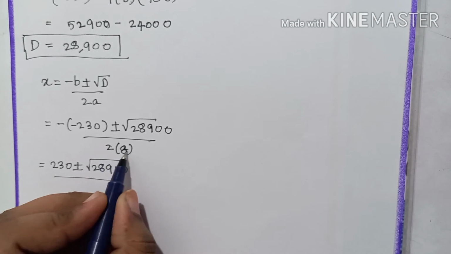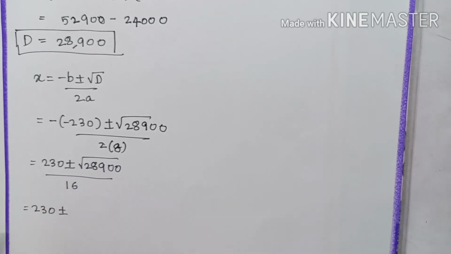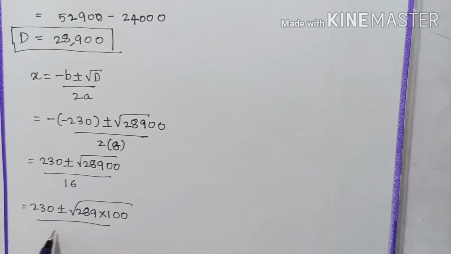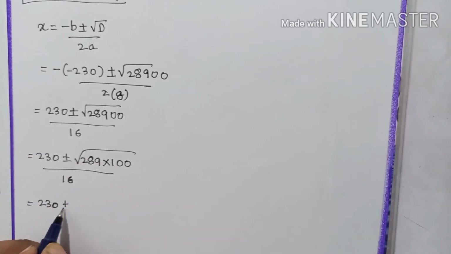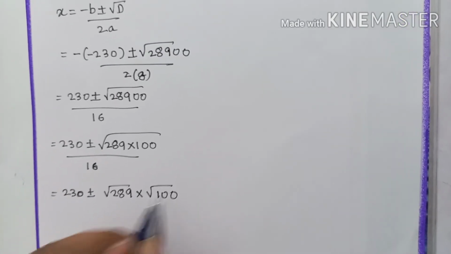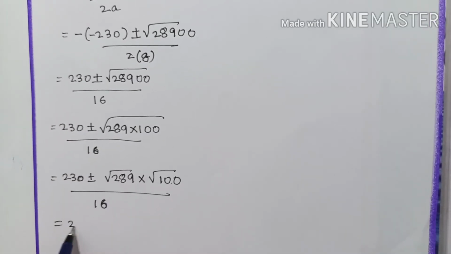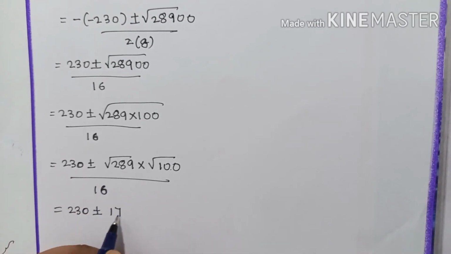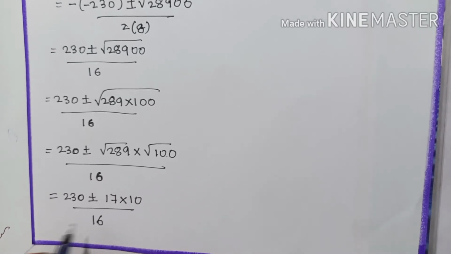28,900 by 2 into 8, and 2 into 8 is 16. Here 230 plus or minus, we can write this as 289 into 100 by 16, which is 230 plus or minus under root 289 into under root 100. Now we know the square roots of both 289 and 100. Under root 289 is 17 and under root 100 is 10, by 16.